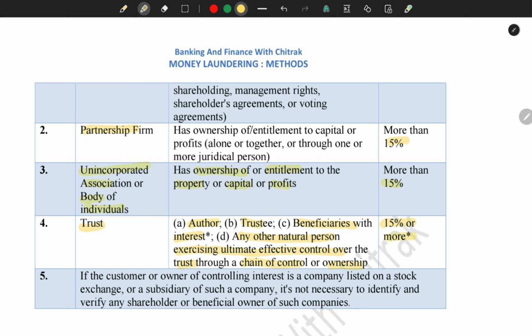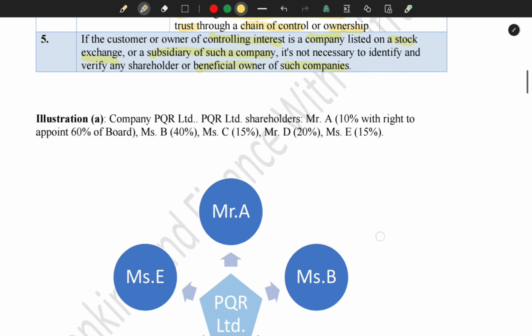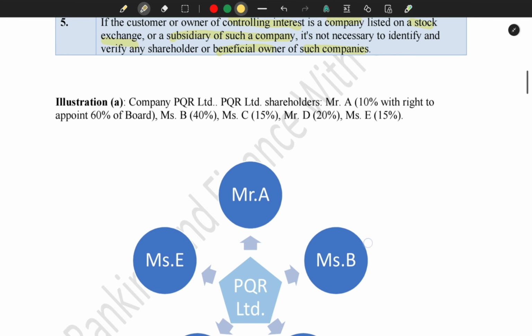Another thing is, if the customer or owner of controlling interest is a company listed on a stock exchange, for example a public company or a subsidiary of such company, it's not necessary to identify and verify any shareholders or beneficial owners of such company. So you don't have to verify the shareholder or BO of such companies who are publicly listed and are subsidiary of a big company. So let's understand this in more detail through an illustration.